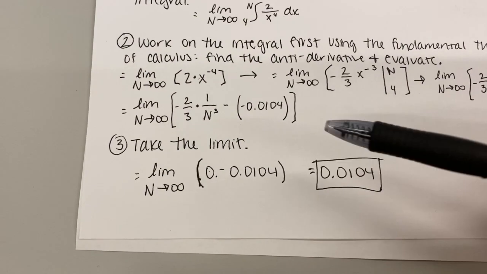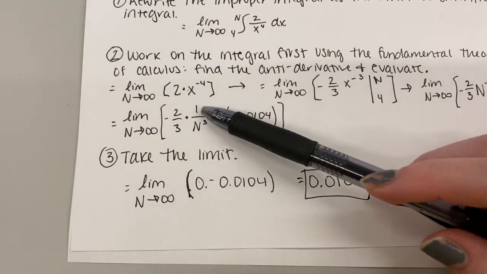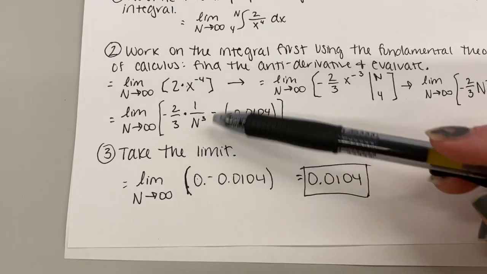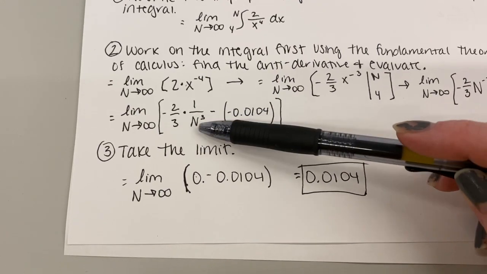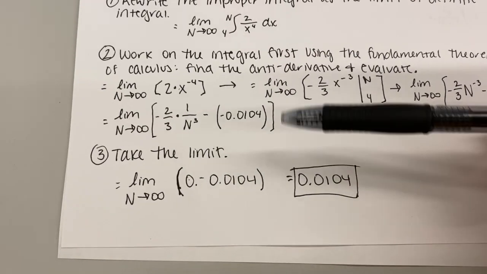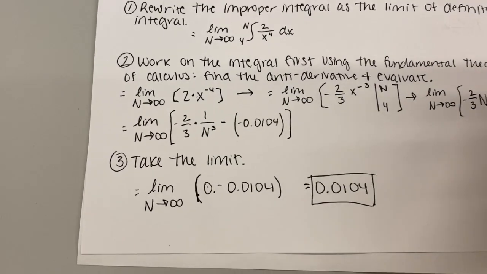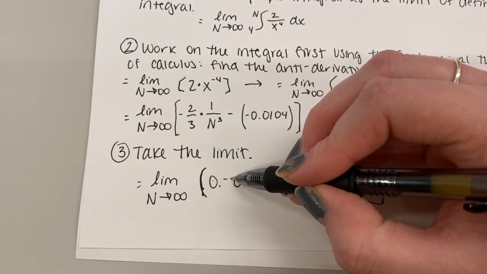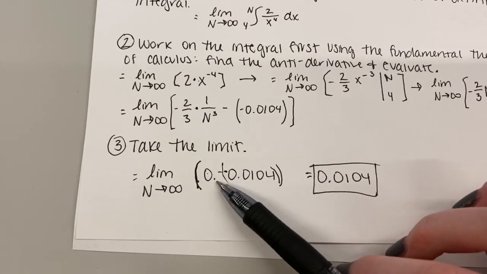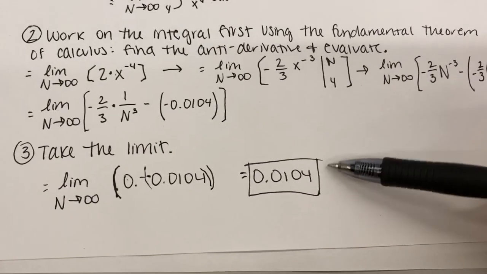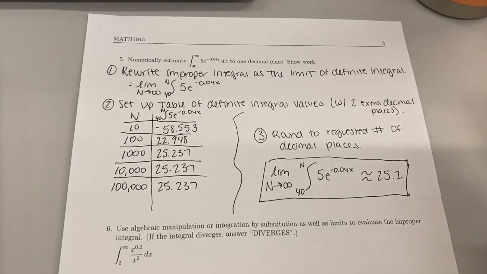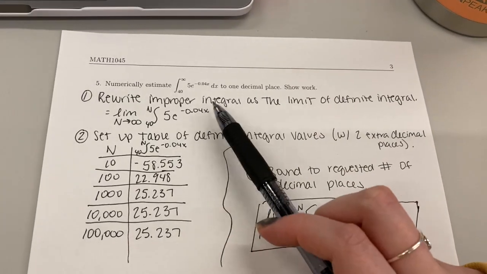which leads into step 3, so you take the limit. 1 over n to the 3rd goes to 0 because n is approaching infinity, and the bigger the numbers that you put in for n, the closer to 0 it's going to get. So obviously multiply 0 by negative 2/3, you're going to get 0. And there's supposed to be a negative in front of this as well. So you add that, because minus a negative you add. So you get 0.0104 as the answer.